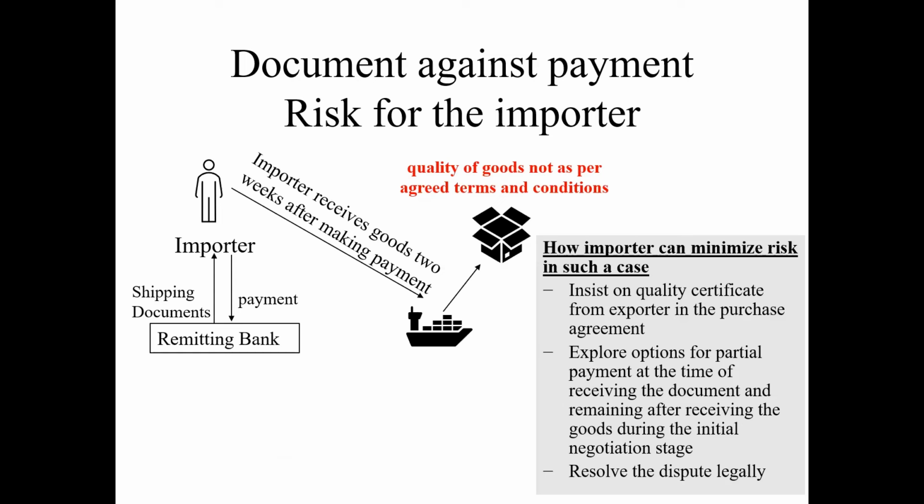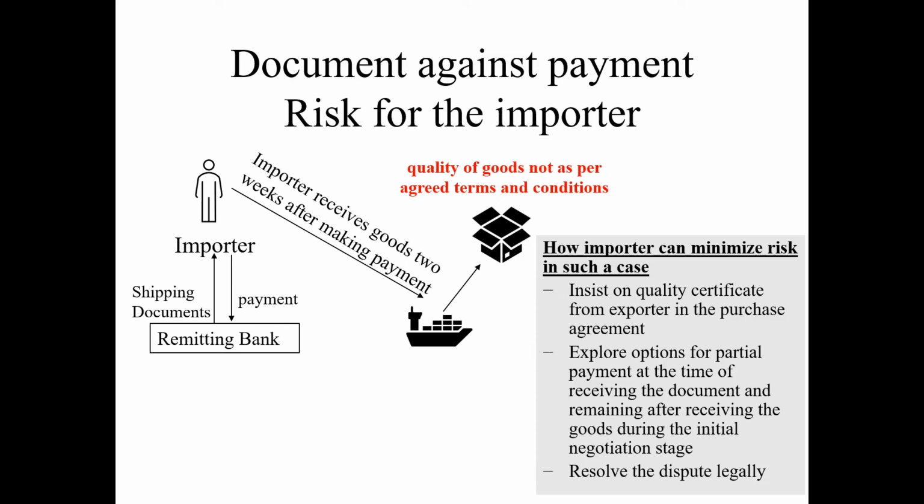Now, let us assume that the importer gets the goods 2 weeks after making the payment. So after 2 weeks, when the importer receives the goods, he finds that the quality is not as per the terms and conditions of the agreement. What are the alternatives for him in this case, as payment has already been made?